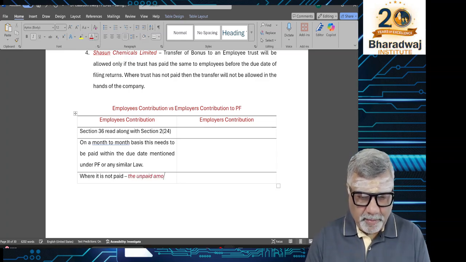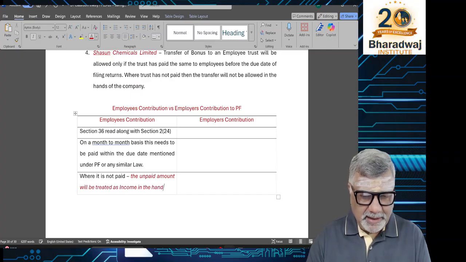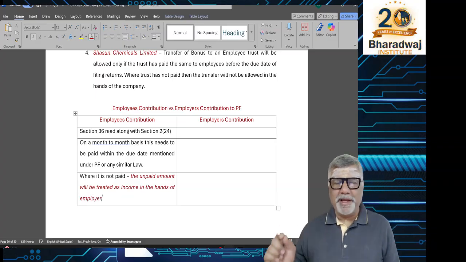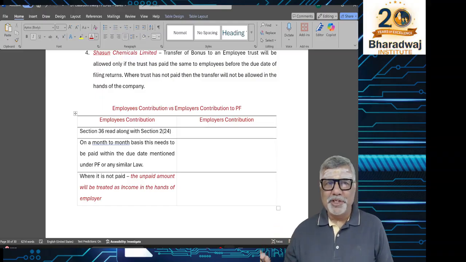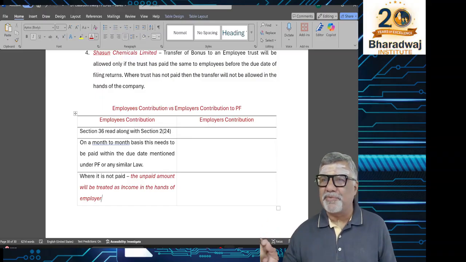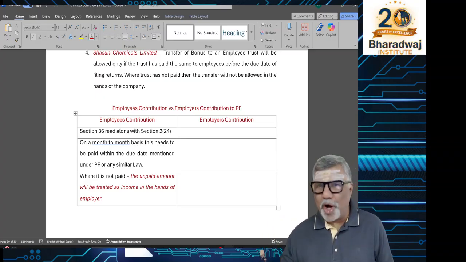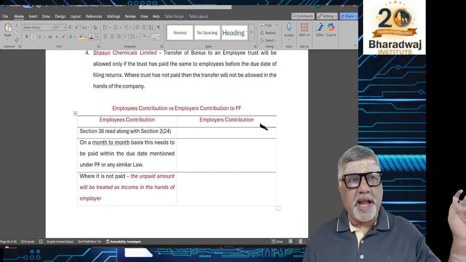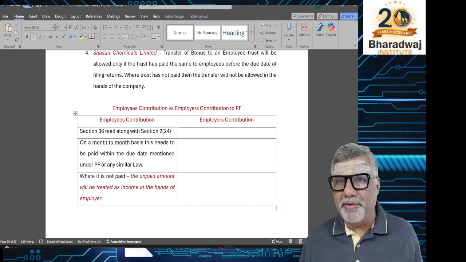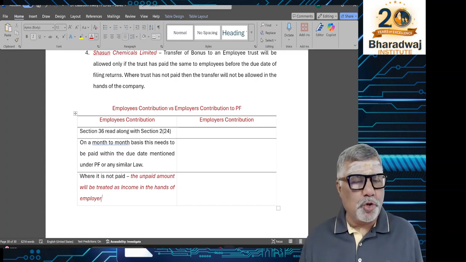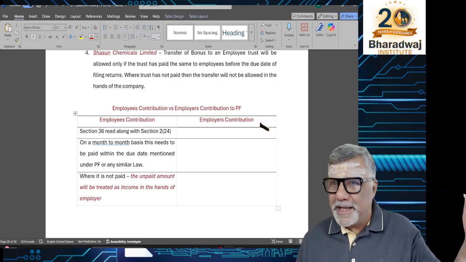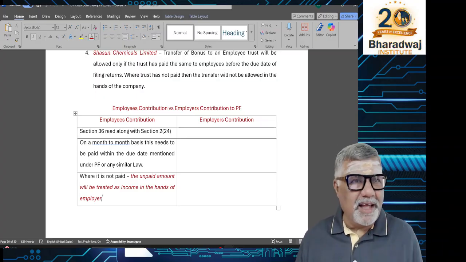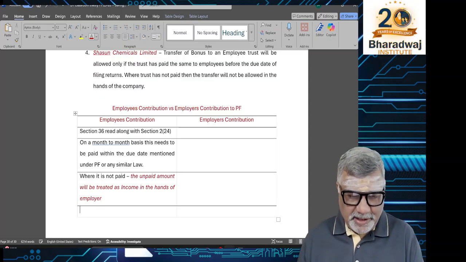the unpaid amount will be treated as income in the hands of the employer. Where it is not paid, please remember the provision. You will treat it as income in the hands of the employer. Whatever you have not paid within the due date of the respective law, because you would have passed the entry, salary account debit, which has a component of PF. Salary account debit, to employees, to TDS, to PF. So it is there as an expenditure. I will treat that unpaid amount as income.